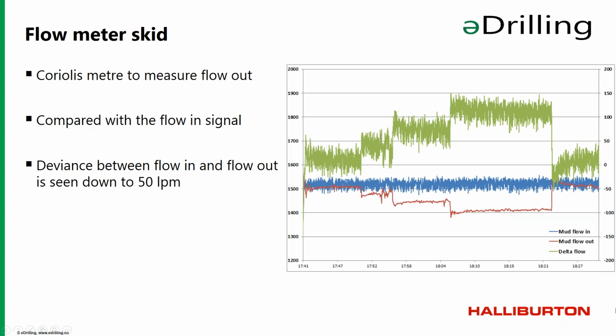So here you've got the flow in blue, and you can see that already here there's about 40 liters difference from the flow in, and then you see that there's a higher deviance. This is 100 liters deviance between the flow in and flow out. Then we adjust the pressure on the model, and we see that the flow in and flow out are back on target, and we've stopped losing.